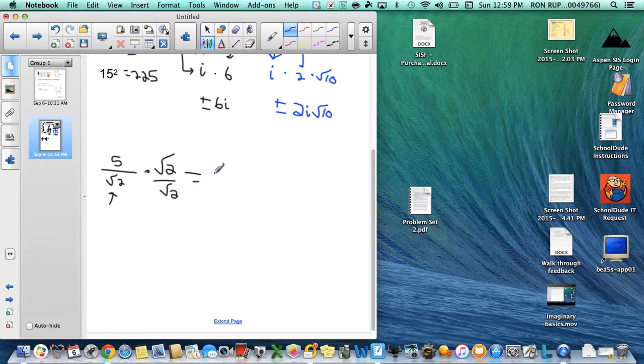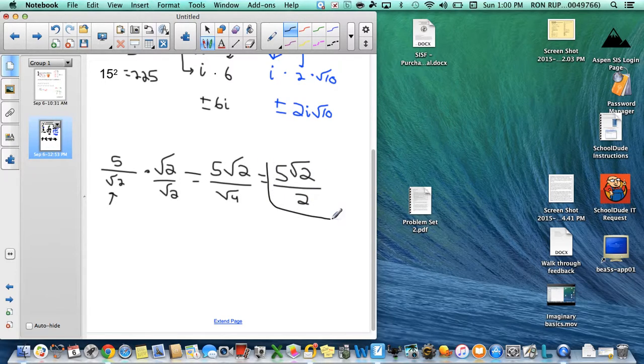So 5 square root of 2, and 2 times 2 is 4, so I have the square root of 4. The cool thing is that the square root of 4 simplifies out to 2, and now this can't simplify anymore, so that's my answer. Great. If it could simplify, like let's say this was 10, then I would have 10 square root of 2 over 2. The 10 over 2 would simplify to 5 over 1.